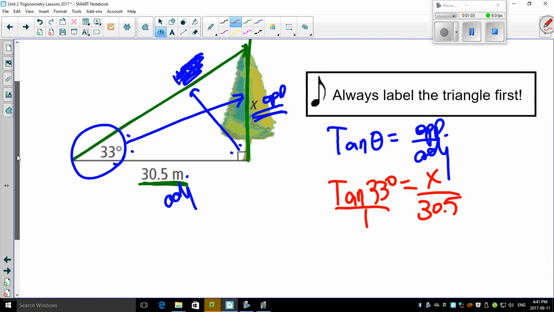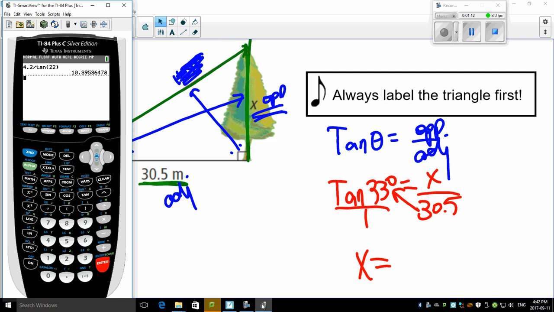So here we go. We're going to multiply 30.5 times tan 33, and that's what x is going to equal to. So let's bring up our calculator here. Clear out, and if you notice, every time I do a question, I may have something on my calculator. Always start with a clean calculator.